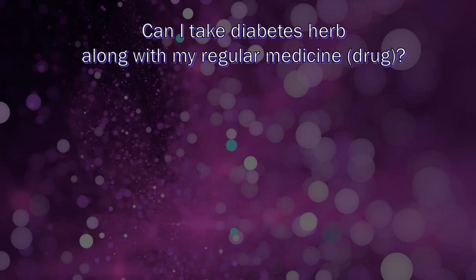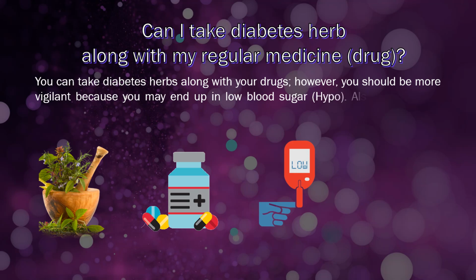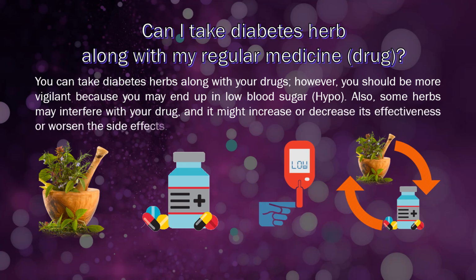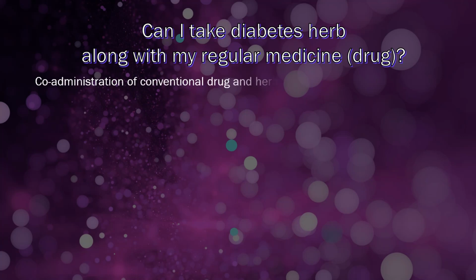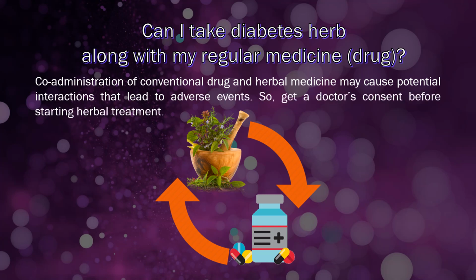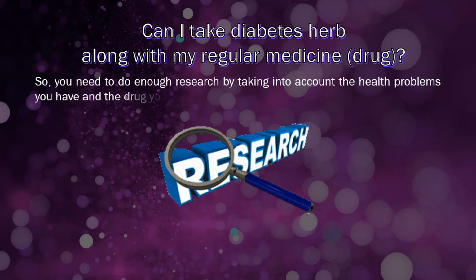Can I take diabetes herbs along with my regular medicine, drugs? You can take diabetes herbs along with your drugs. However, you should be more vigilant because you may end up with low blood sugar, hypo. Also, some herbs may interfere with your drugs and might increase or decrease their effectiveness or worsen the side effects. Co-administration of conventional drugs and herbal medicine may cause potential interactions that lead to adverse effects. So, get a doctor's consent before starting herbal treatment. You need to do enough research, taking into account the health problems you have and the drugs you are on, before you start taking herbs.